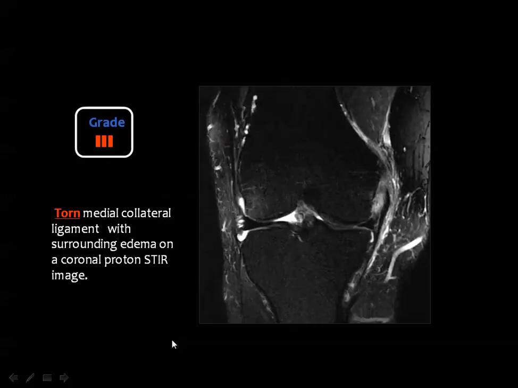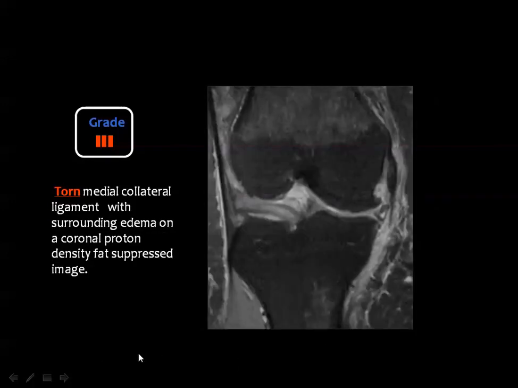Grade 3 means complete disruption of the ligament, either at its femoral attachment or tibial attachment or at its mid portion. You see, the ligament is also surrounded by fluid signal. This is complete rupture of the medial collateral ligament near its tibial attachment with fluid signal surrounding the ruptured part.